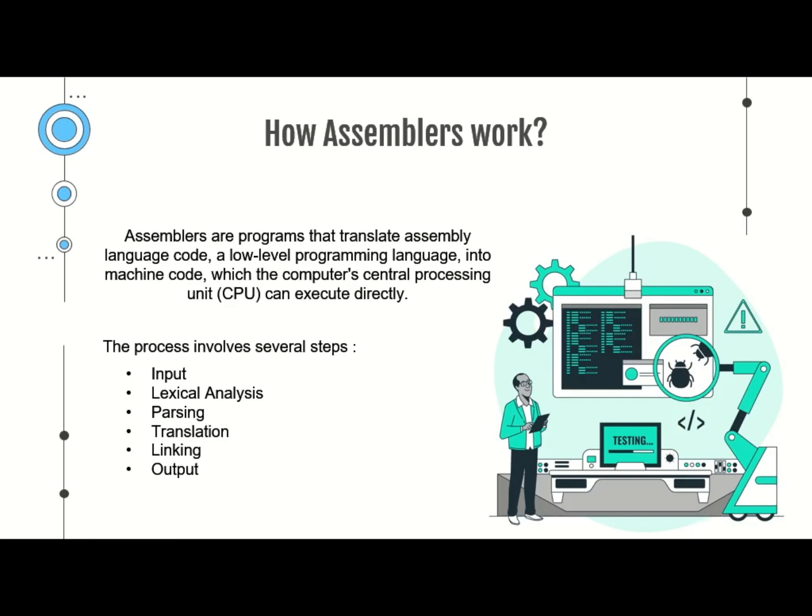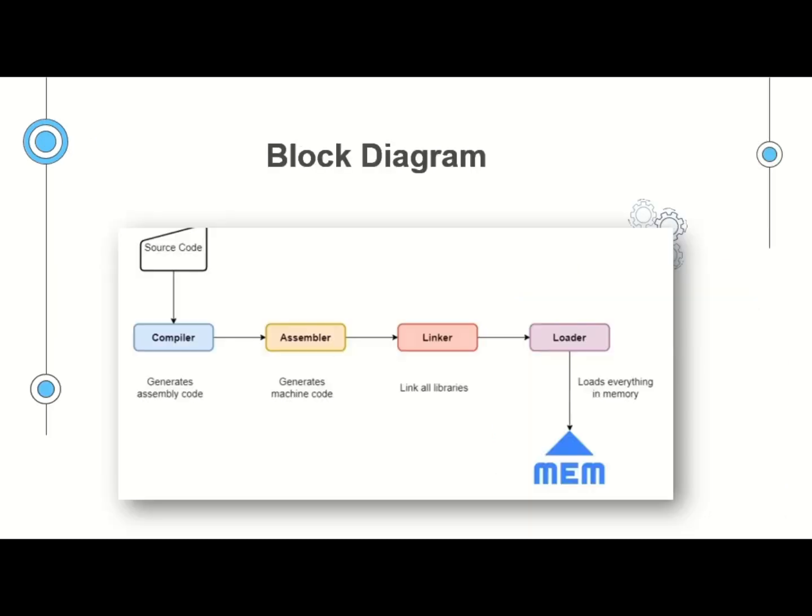Output means, as we are working with Windows, here is one example of the output: the operating system runs with several components like CPU, RAM, disk, and GPU. So that's all. Then the block diagram of the assembler.